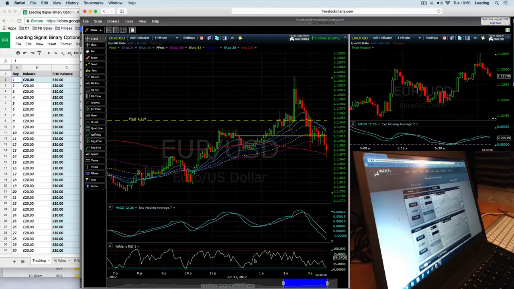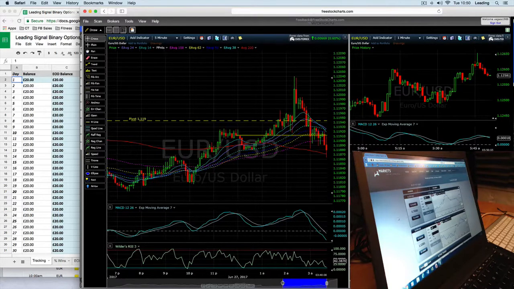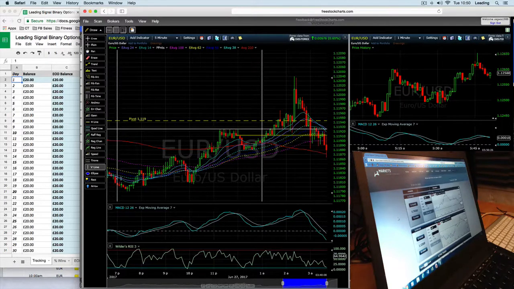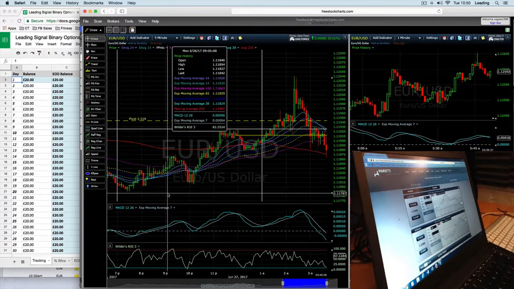So basically, on Eastern Standard Time, on the Euro USD, I find the high and the low. Between 1 o'clock in the morning in New York and 7 o'clock in the evening. So it's this window that we're looking for the high and the low. So there's the high and there's the low.